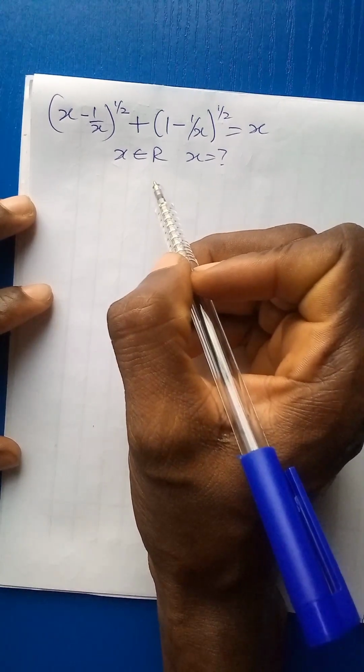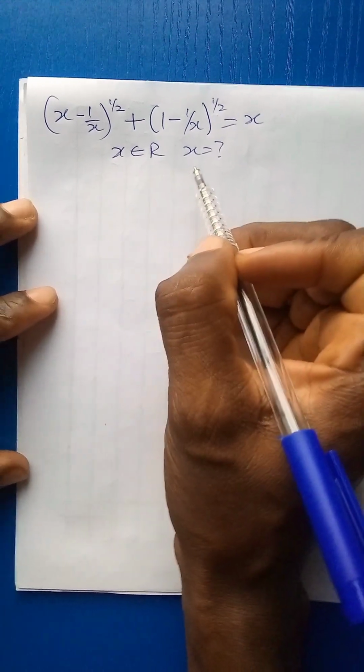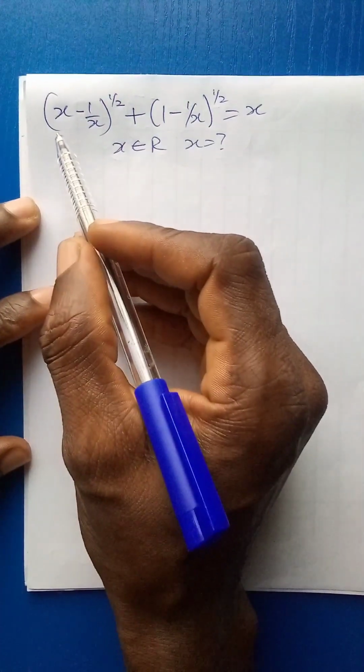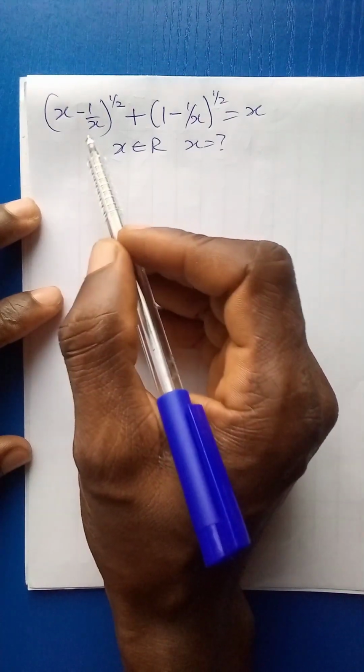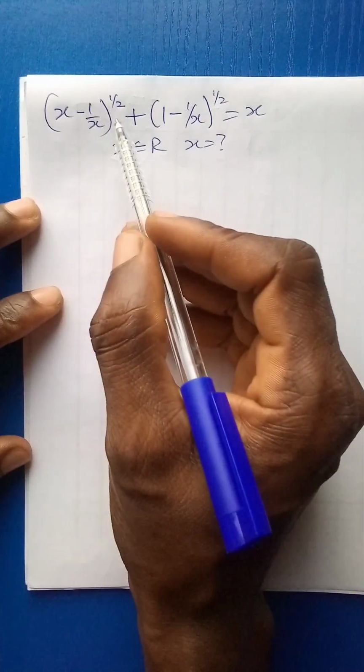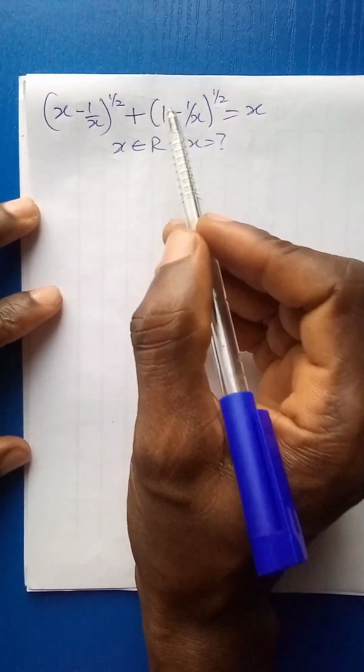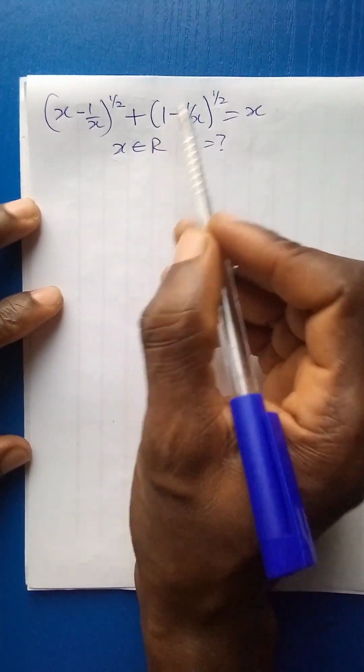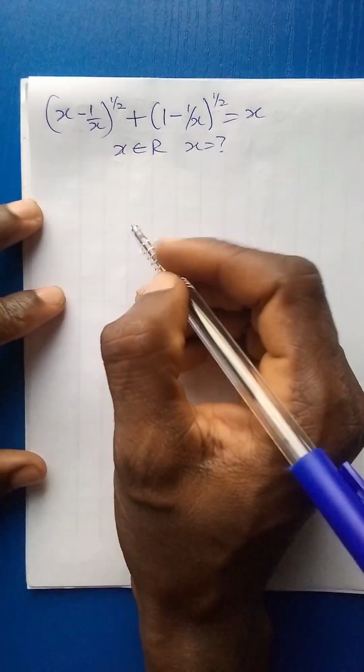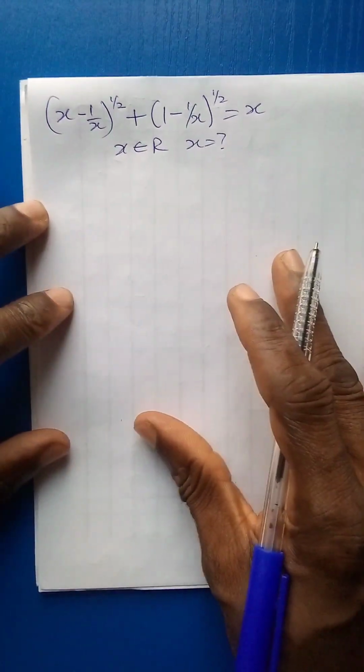In this video, we are required to find the value of x. Now the problem is (x minus 1 over x) in a bracket to power 1 over 2, plus (1 minus 1 over x) in another bracket to power 1 over 2, is equal to x. What are we going to do to solve this kind of problem?